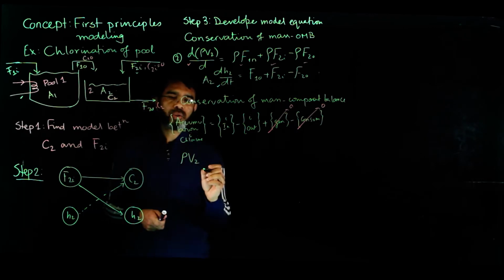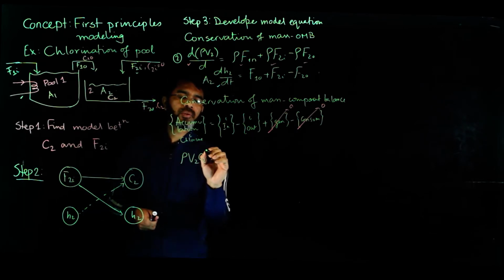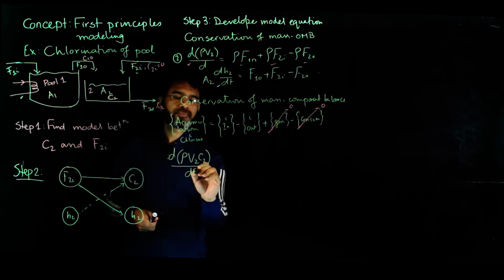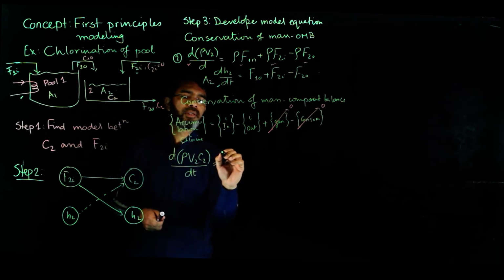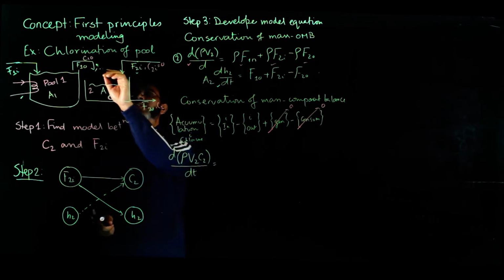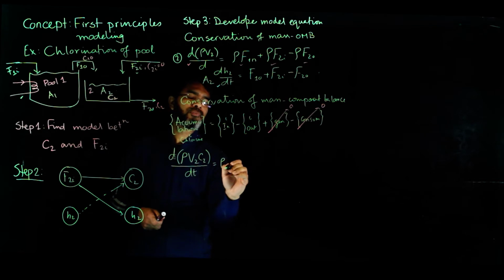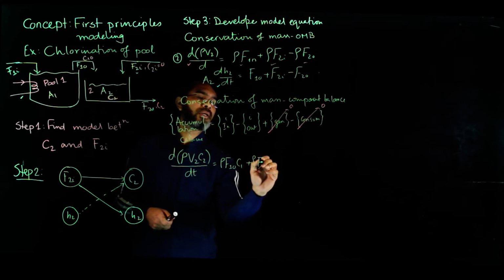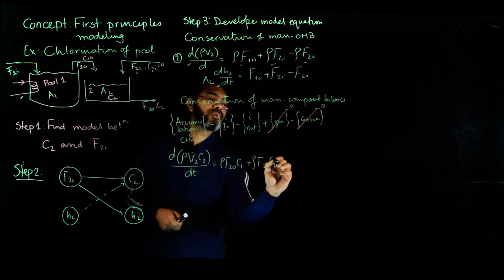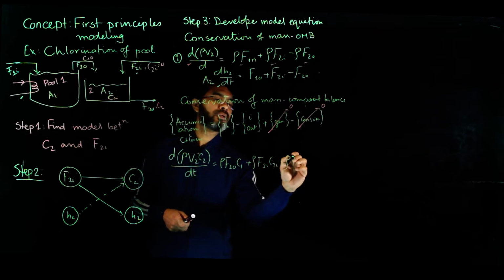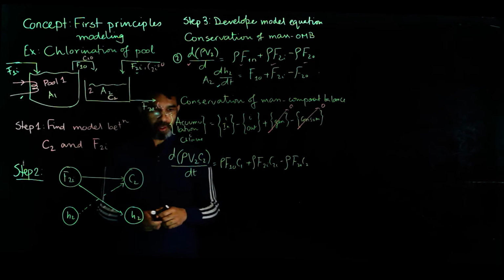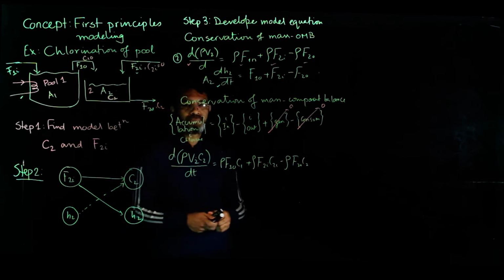So rho V2 C2, that gives the mass of chlorine, its rate of change with time. The in will be, we have two streams coming in, so rho F1 naught C1 plus rho F2I C2I minus rho F2O C2. So you have this balance here.